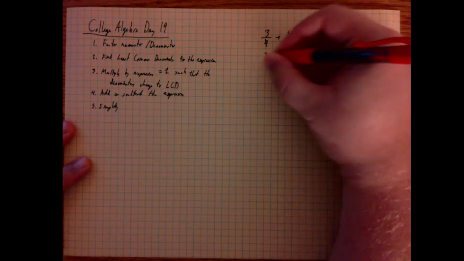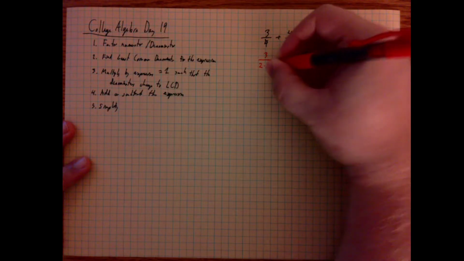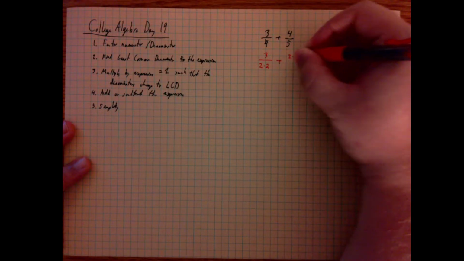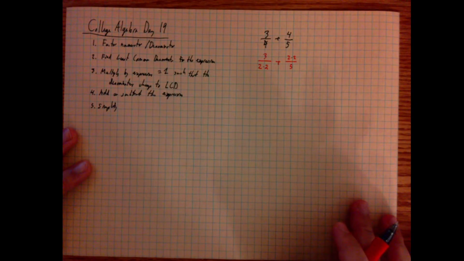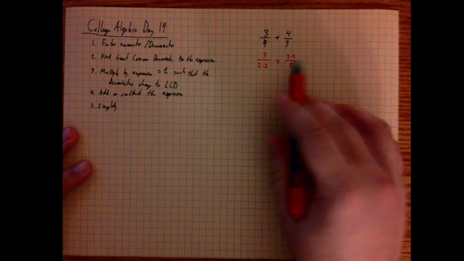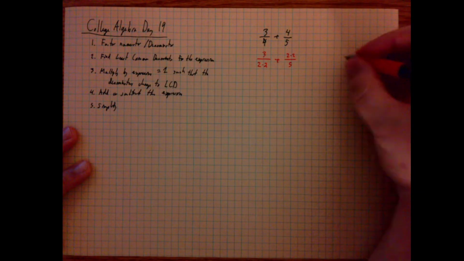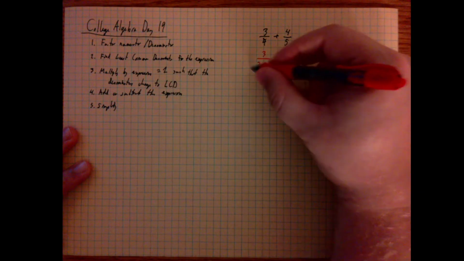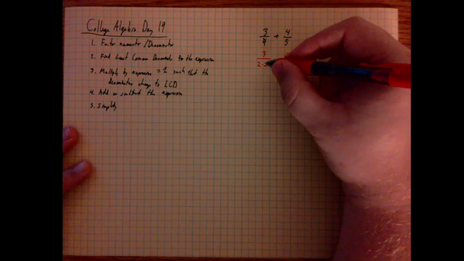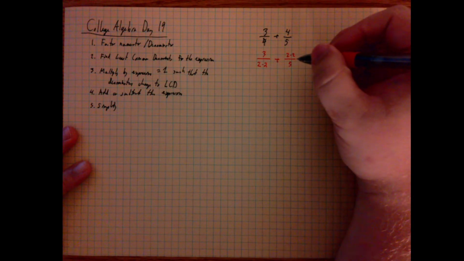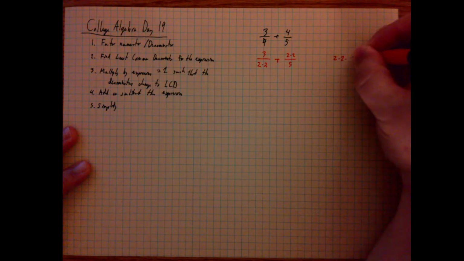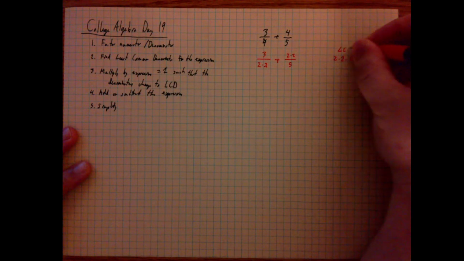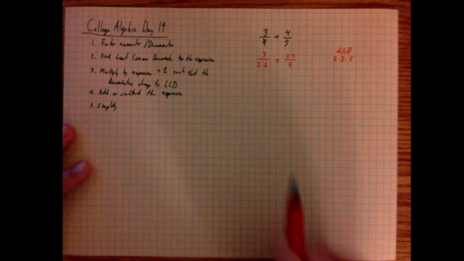So this first one is 3 over 2 times 2, and then 2 times 2 over 5. So this is my factored form. Now I want to find the least common denominator. What that means is I want to look at this bottom row and see which factors appear in each set. In this case, I can see I have a 2 and a 5. These are my least common denominators.